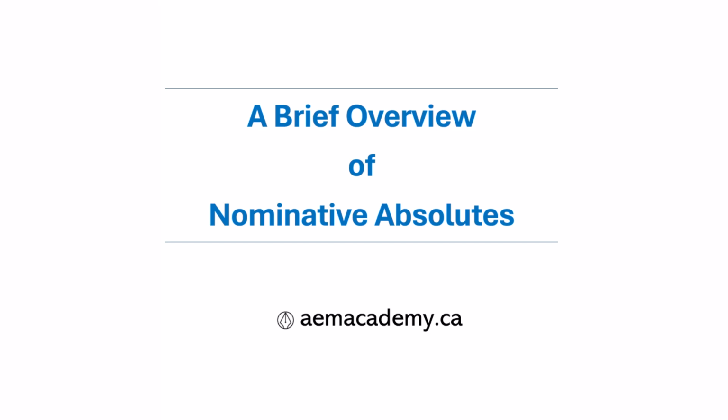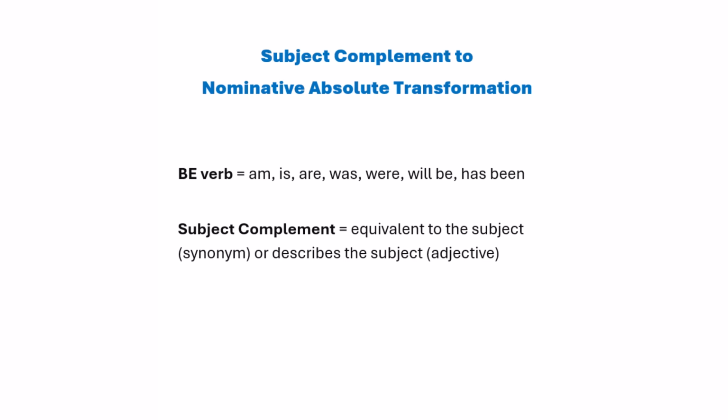Nominative absolutes are freestanding descriptions often related to the entire main clause. There are three basic patterns of nominative absolutes. The first is a subject complement to nominative absolute transformation.